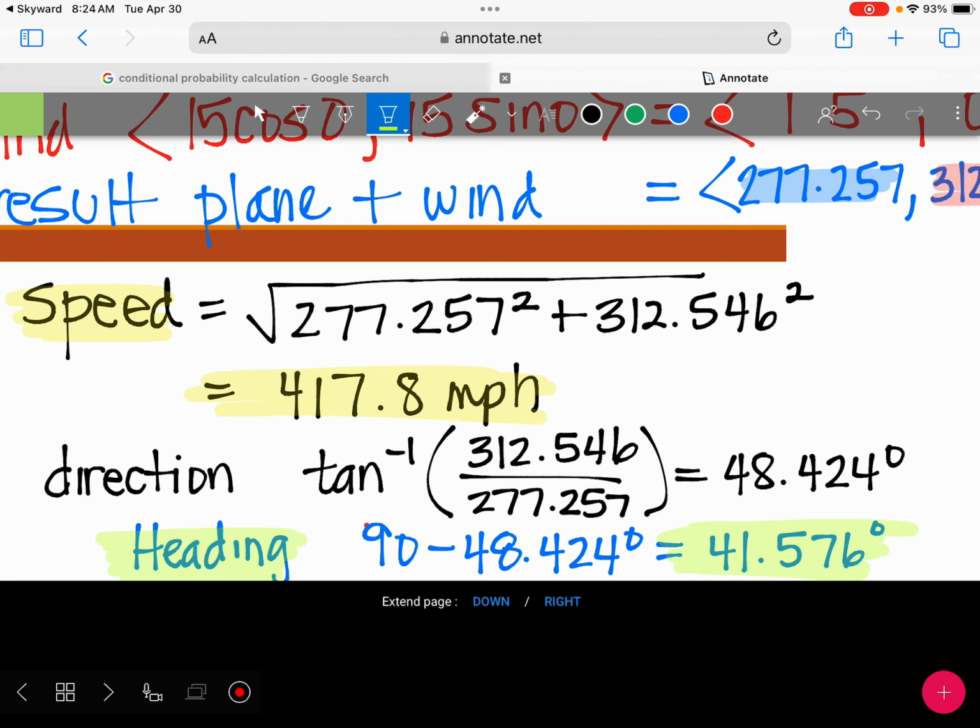48 point what? 424. And how do you find the heading? 90. So at the very top is 90 minus the direction. So I'll go ahead and show my work. So to get full credit on this on Friday when you take your test, if it asks you for heading, you have to do that one extra step, 90 minus the direction.